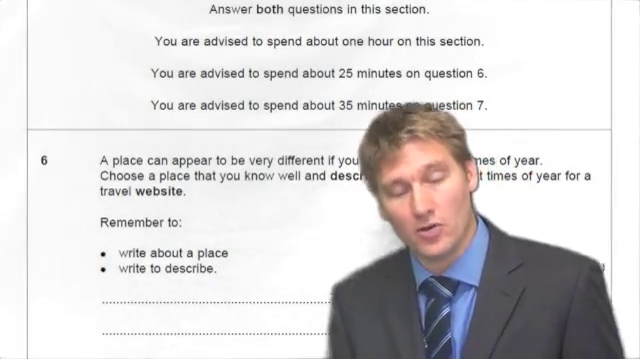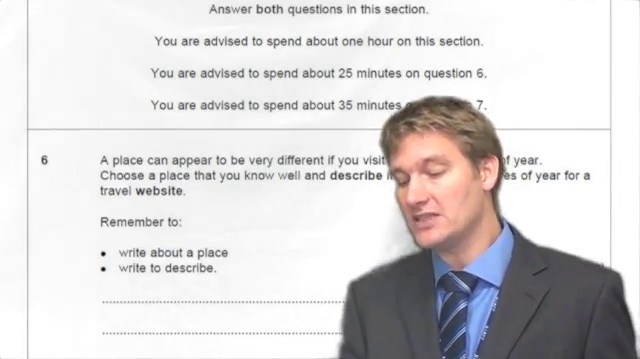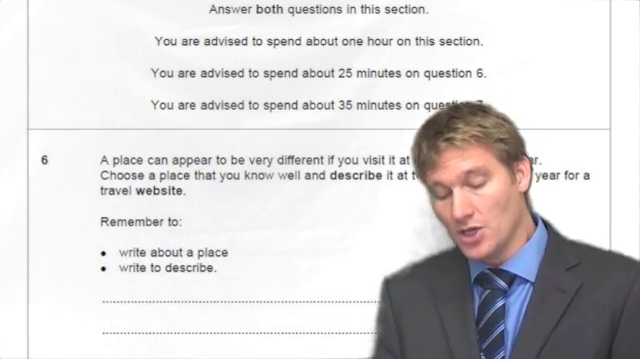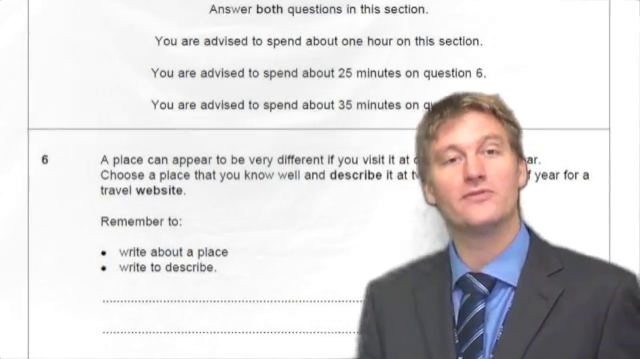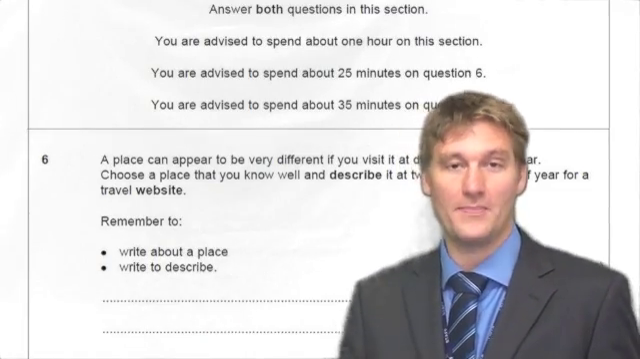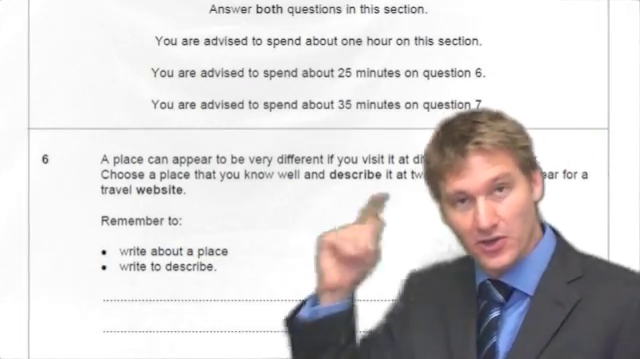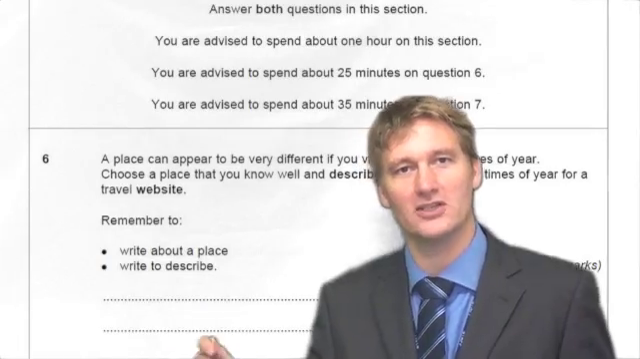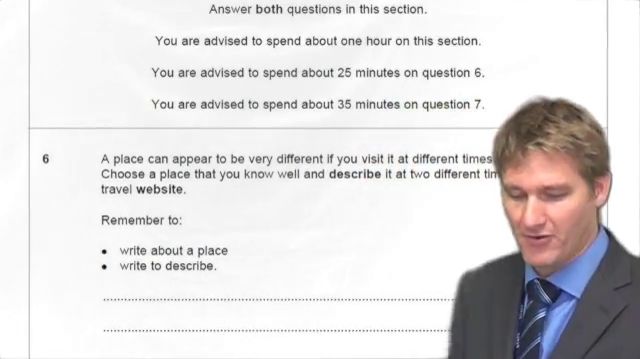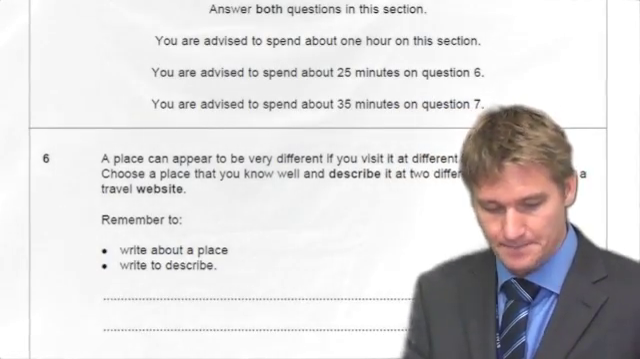The question from our mocks was: a place can appear to be very different if you visit it at different times of year. Choose a place that you know well and describe it at two different times of year for a travel website. And then helpfully, AQA again tell us to remember to write about a place, in case you've instantly forgotten what you were told, in which case you probably are going to struggle in this exam, and to write to describe. I mean, they're just trying to be kind to us, aren't they, giving us a little reminder.